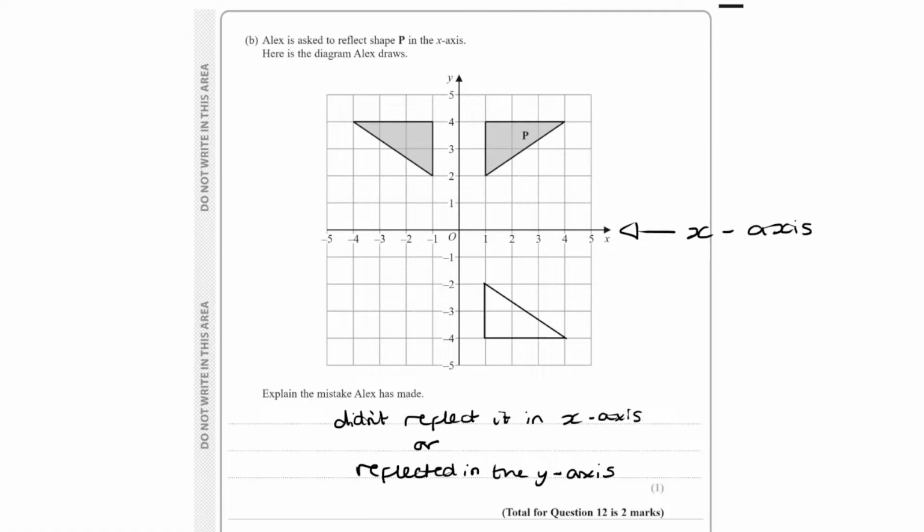Now, other options they've said: Alex didn't reflect on the x-axis. Alex drew it on the y-axis, or he didn't draw it on the x-axis. You could say it should be in the bottom right box. You could say which quadrant it should be in. It should be in this bottom one here on the right, shouldn't it? It needs to be reflected down, not across. They would accept that. Vertical reflection instead of horizontal reflection. That sounds kind of complicated. I don't think I'd write that, but they've accepted it.